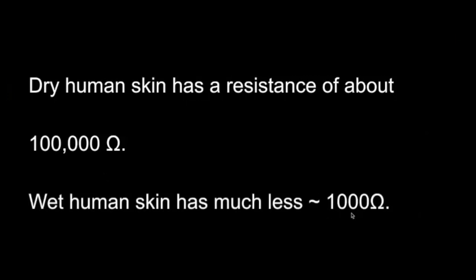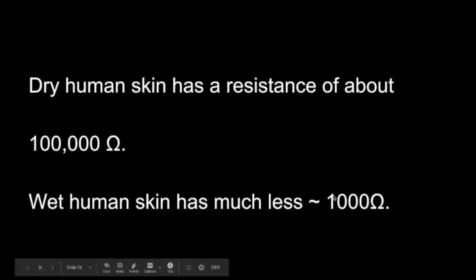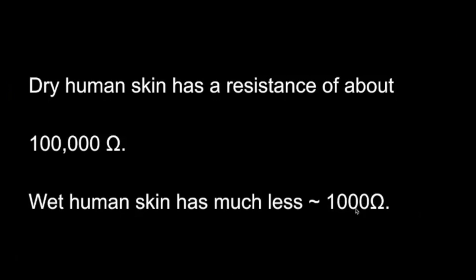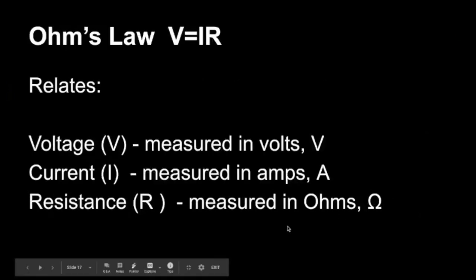Wet human skin has a lot lower resistance. So you're much more susceptible to getting an electric shock or being electrocuted when your skin is wet. And that's because the currents can be much higher since there isn't as much resistance there.